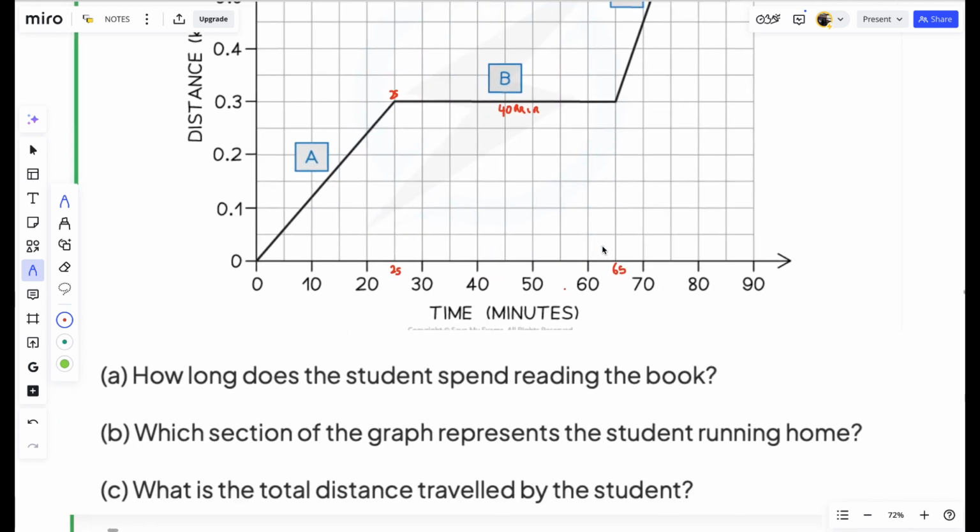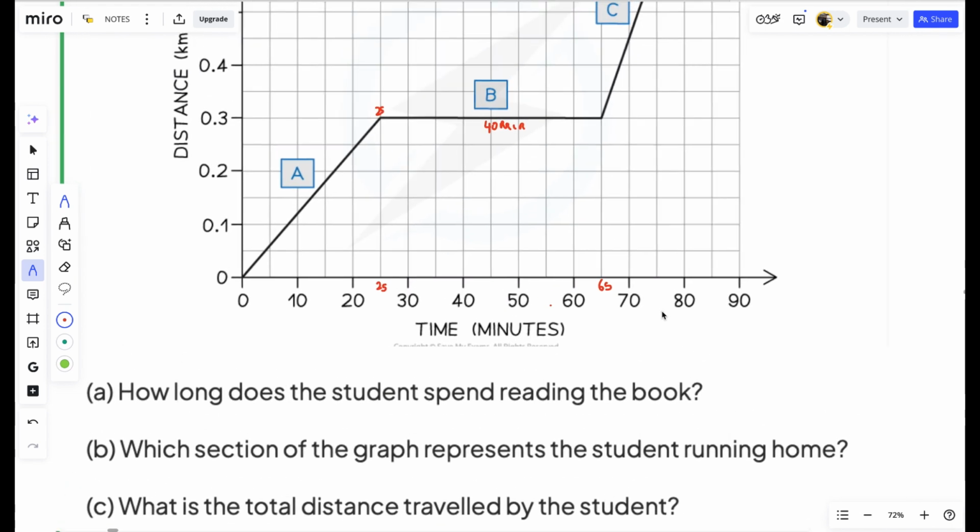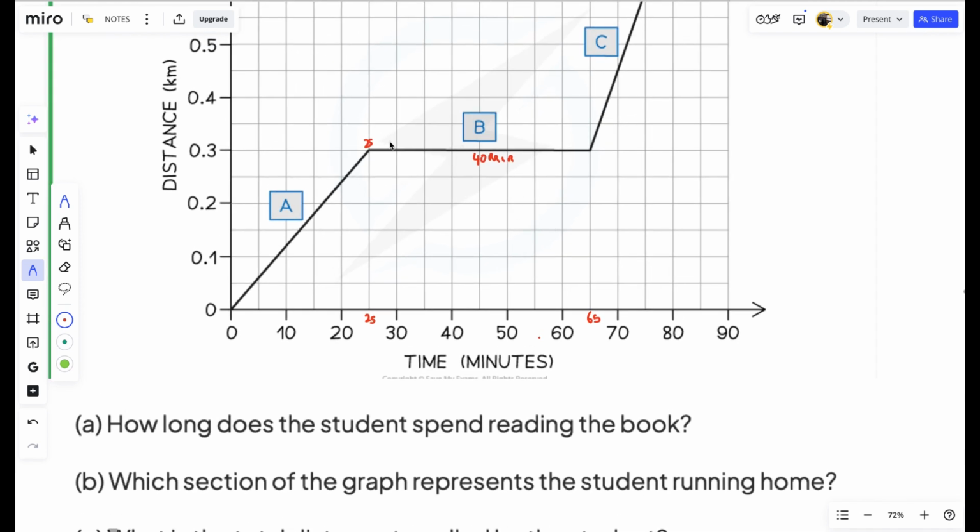Now let's take a look at the questions they're going to ask us. The first question says, how long does the student spend reading the book? So reading the book, they spend 40 minutes, right? We've already said that. Remember, this one was the speed when they were strolling to the park. So when they were resting was the time they were reading the book. They spent 40 minutes to read the book.